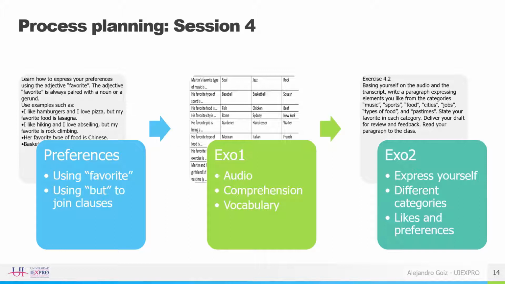The final task of the unit will require the student to write a paragraph expressing elements that he or she likes from the categories music, sports, food, cities, jobs, types of food, and pastimes. They will have to state their favorite in each category, deliver a draft for review, and then read the paragraph to the class out loud.